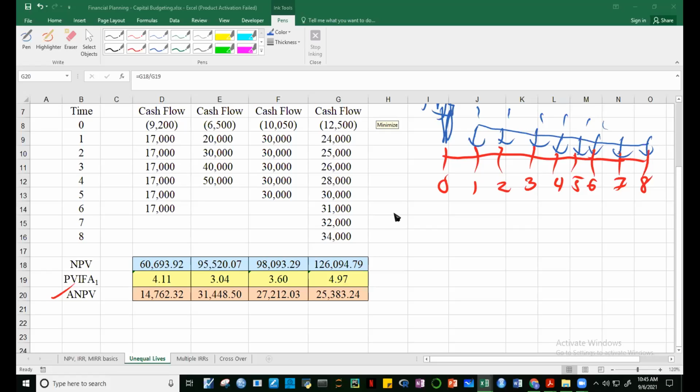Okay, good. So guys, pag magkakaibang periods, no? We have to annualize, no? Para ma-compare natin yung magkano yung NPV per year. So lumalabas na project B is best since it has the highest annualized net present value.